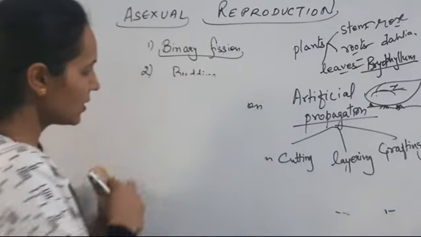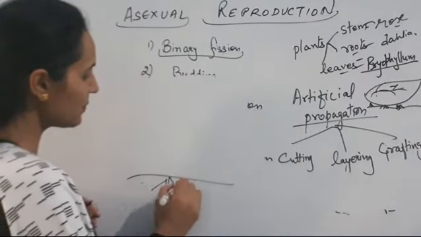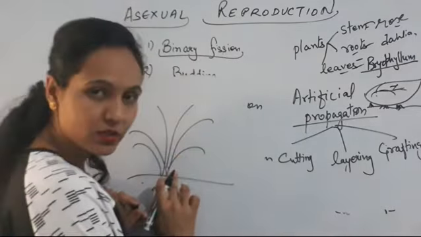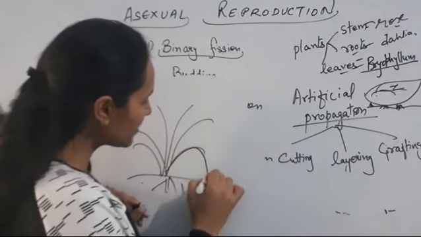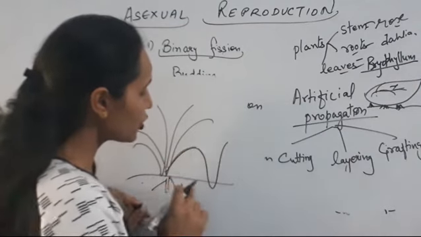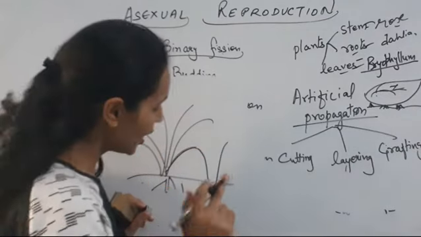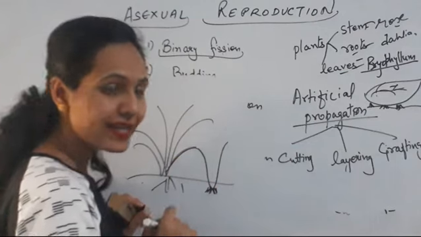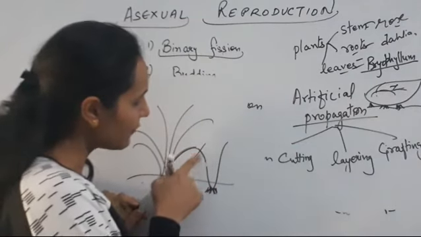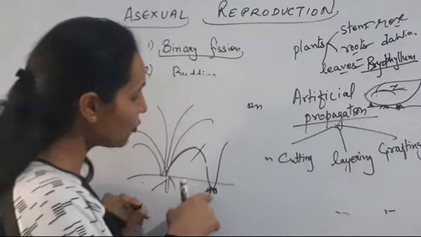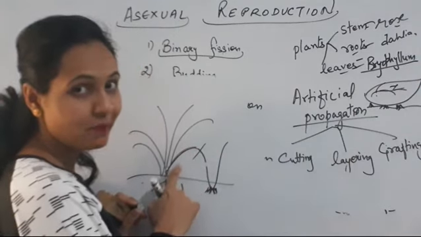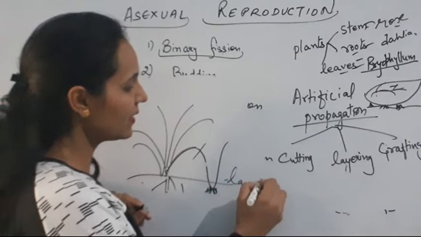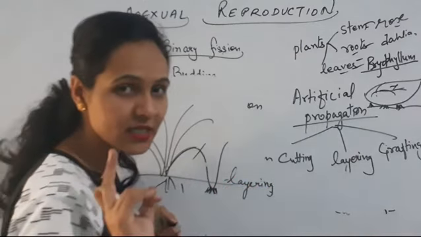Okay, suppose this is a jasmine plant. These are the branches of the jasmine plant. These are the lower branches, right? If you bend these branches and bury them inside the soil without breaking them, after a few days you will find some kind of rooting. And then you cut the stem from here, so you get a new plant from the main plant. This is known as layering. Clear? This procedure is known as layering.